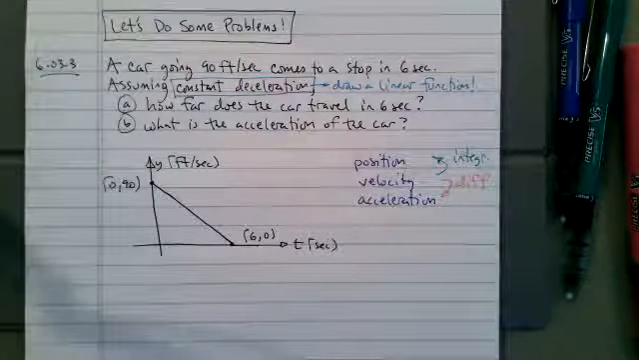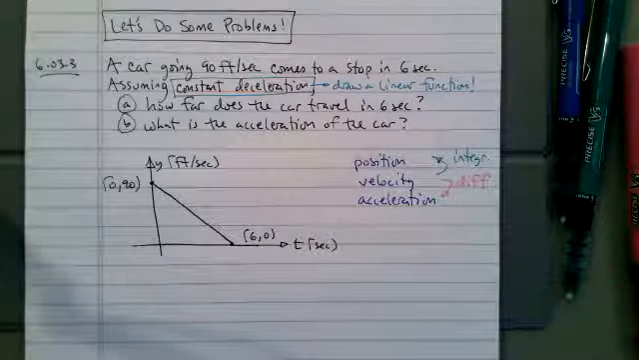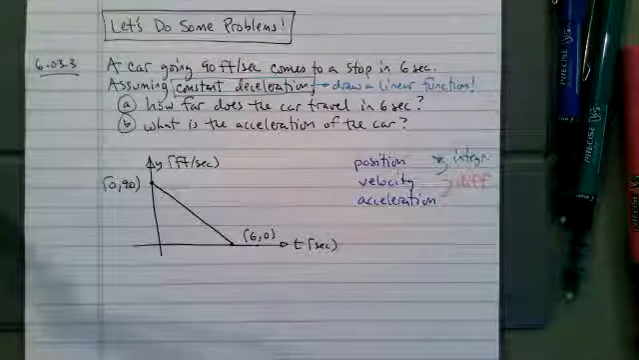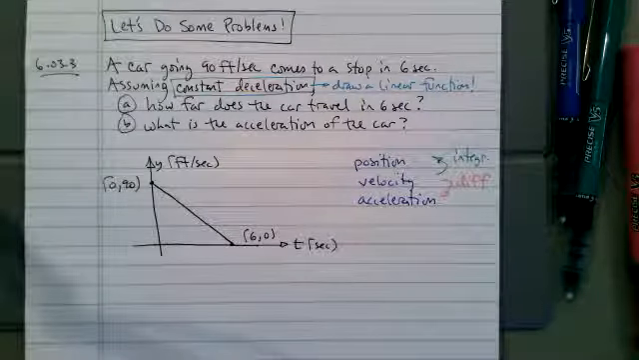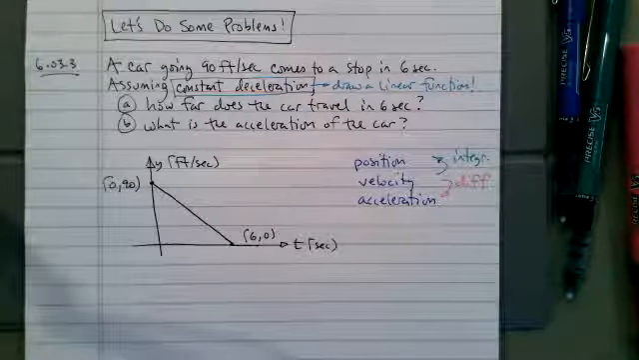What's interesting about this problem is that we're given the velocity, and the velocity is the derivative of position, and the derivative of velocity is acceleration. So velocity is sitting in the middle. We can differentiate to get down to the acceleration. We could integrate to get up to the position. So the two questions that I've added to this problem: how far does the car travel in 6 seconds, and what is the acceleration of the car? One is an integral question, and the other one is a derivative question.